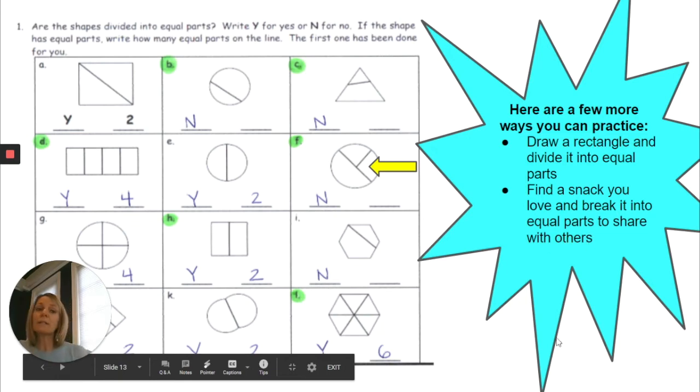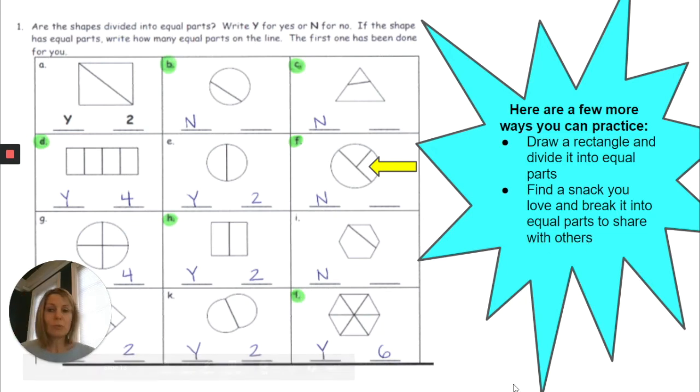Now, if you wanted a few more things that you could do to practice at home, I put some to the side. You can draw a rectangle or you can draw a circle if you want and divide it into equal parts. You could draw it into fourths, thirds, halves, meaning 2 equal parts, 3 equal parts, 4 equal parts.